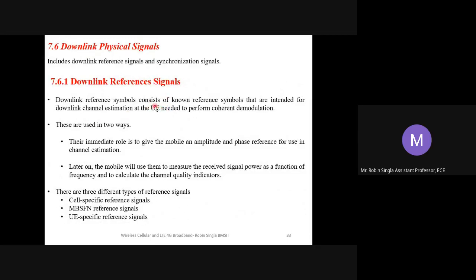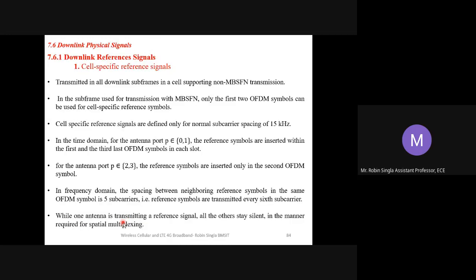Downlink reference symbols consist of reference symbols that are intended for downlink channel estimation at the UE, needed to perform coherent demodulation. These are used in two ways. First, their immediate role is to give the mobile an amplitude and phase reference for channel estimation. Later on, the mobile will use them to measure the received signal power as a function of frequency and to calculate the channel quality indicator. And there are three different types of reference signals: cell-specific reference signals, MBSFN reference signals, and UE-specific reference signals.